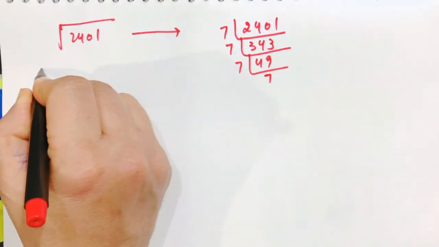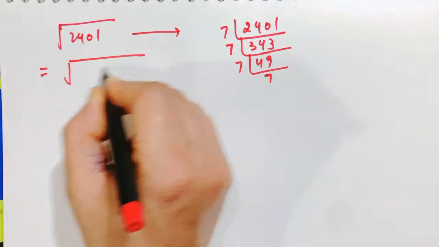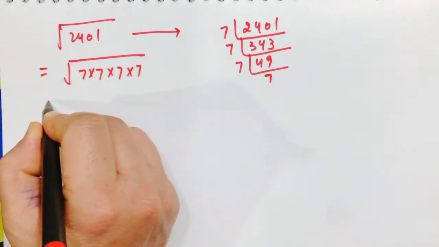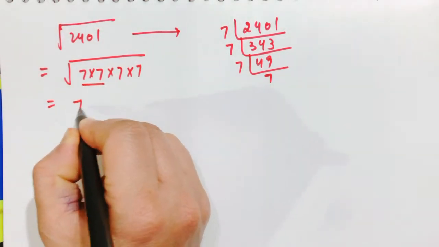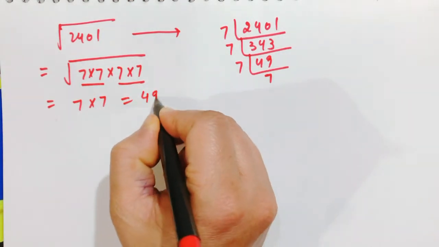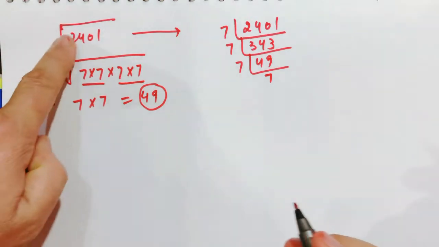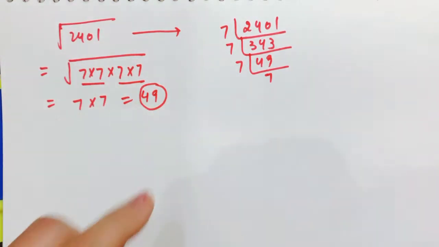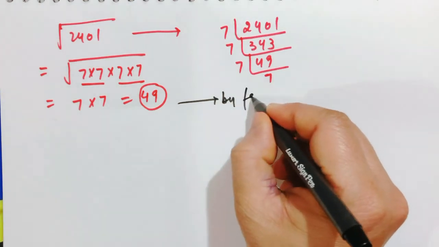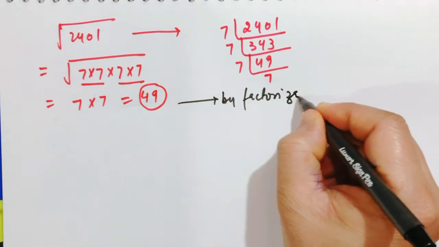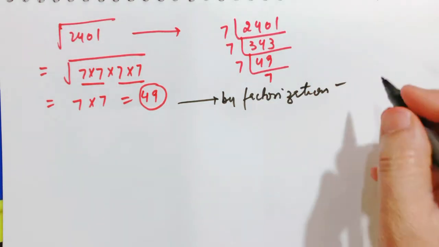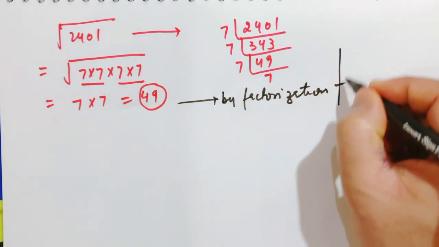7 times. So this can be written as 7 times 7 times 7 times 7 is equal to, for these two 7s, one 7, and for these other two, one 7. So 7 sevens are 49. So we say that the square root of 2401 is 49 by which method? By factorization method. And this factorization method especially works for what?